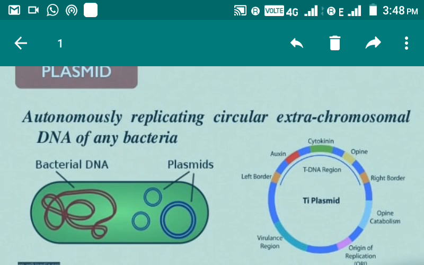Another image is the Ti plasmid. This is the plasmid of Agrobacterium, which is used in the gene transfer of plant cells. We'll see it later when we study plant gene transformation.